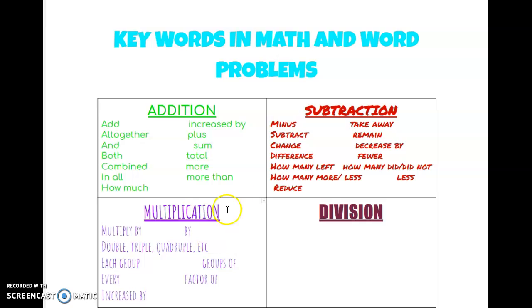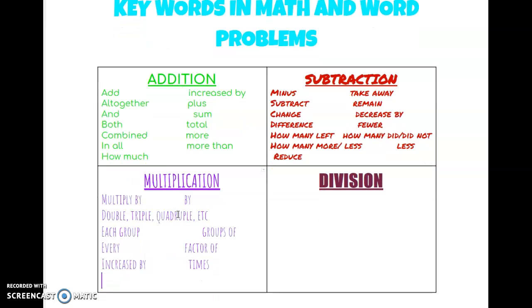Now, be careful because "increased by" is also an addition, but remember, multiplication is just repeated addition. All right, and typically we're going to have another term such as "times." "Increased by triple" or "increased by 5 times the amount" would also tell us that we need to multiply.